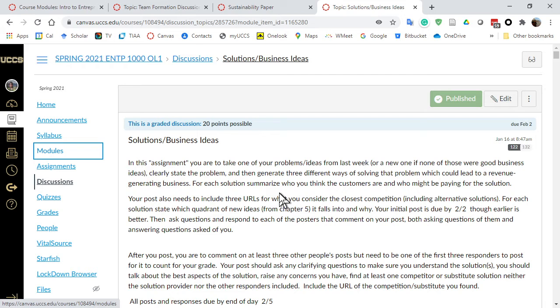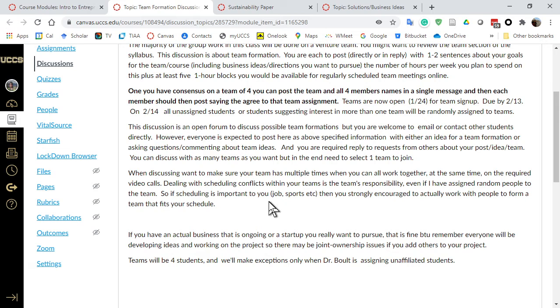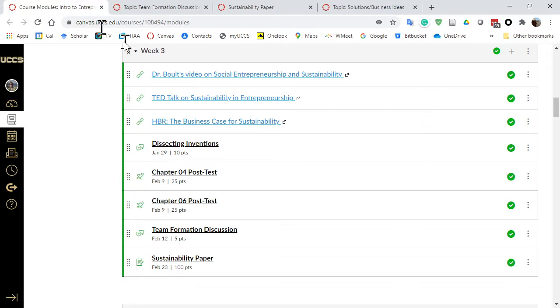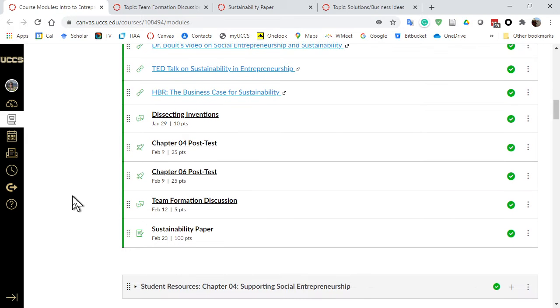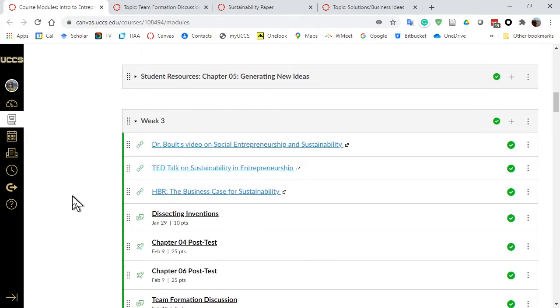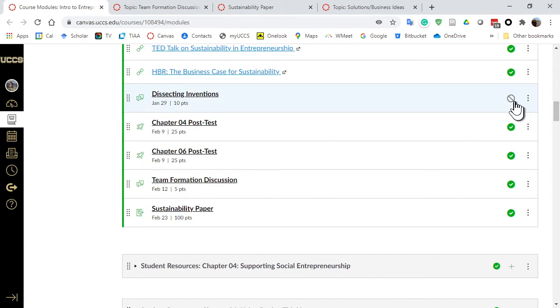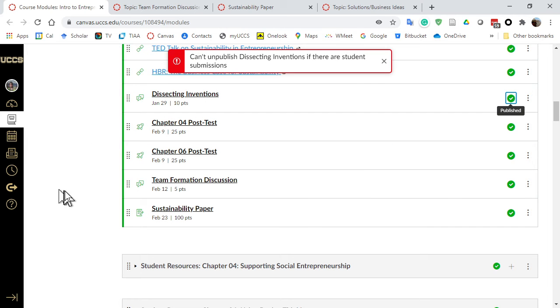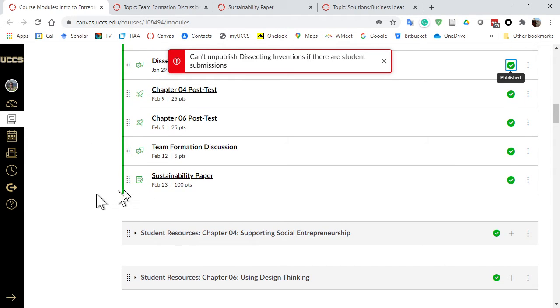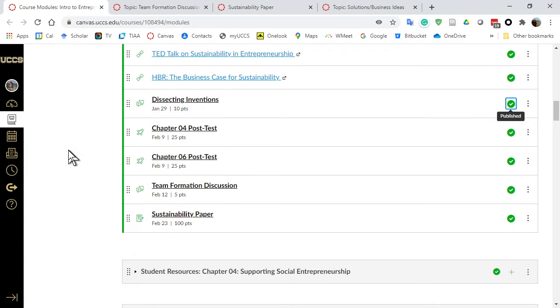You can also, by going over here, directly mail students inside the system and have an offline conversation. That's perfectly fine, but in the team formation discussion, you eventually have to post a bunch of that stuff so that we can see what's going on. So if we go back to the modules for this week, there's the team formation.